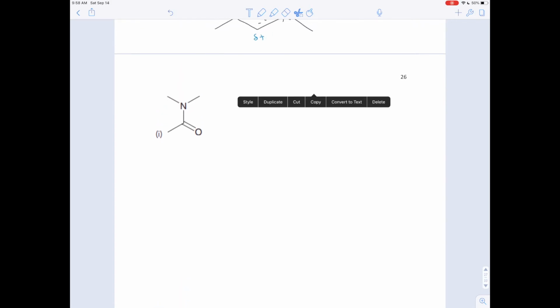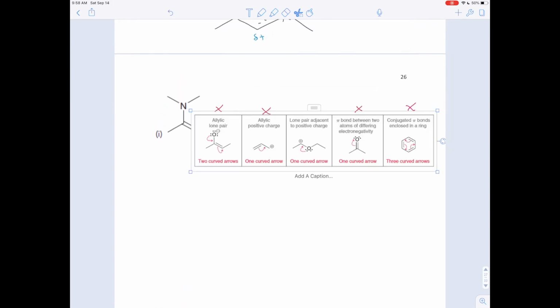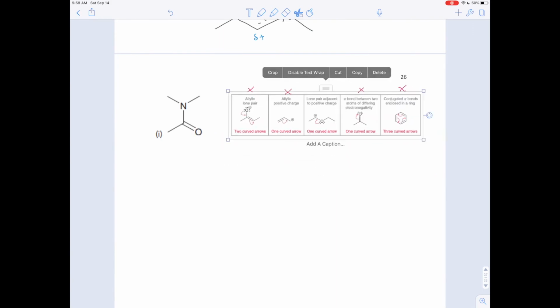Alright, going on to I. So first let's draw the lone pairs in. We have 2 lone pairs on the oxygen and just 1 lone pair on the nitrogen. That gives everything a total of 8 electrons. And now we can look for patterns.